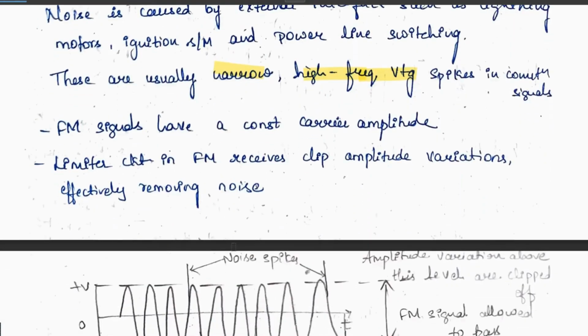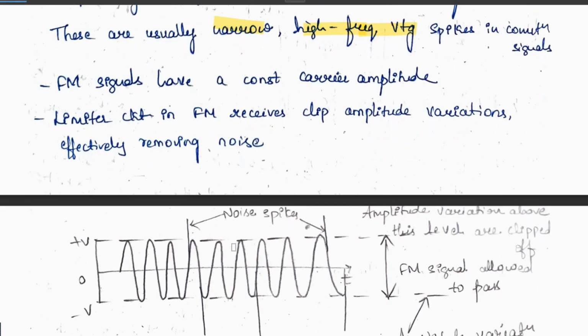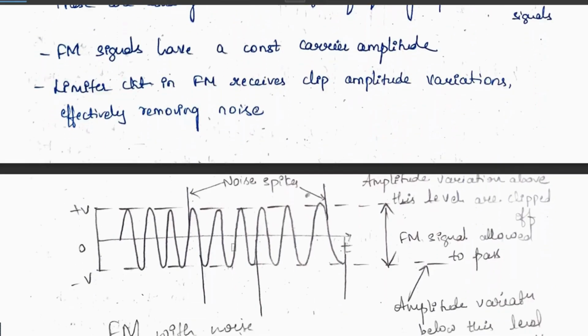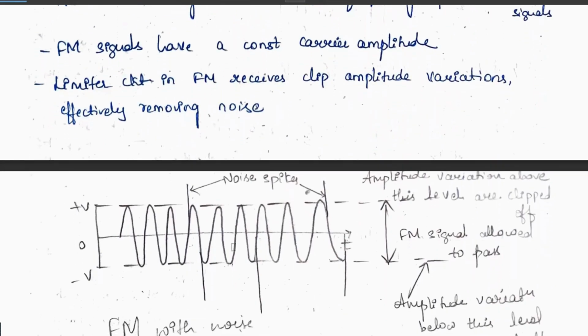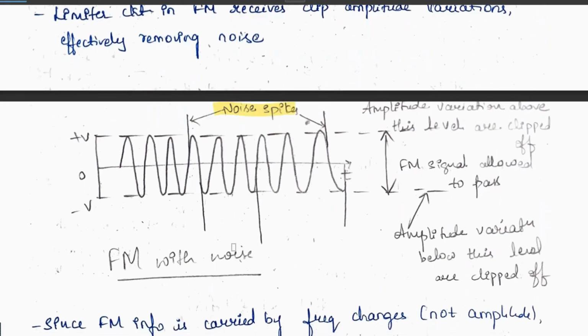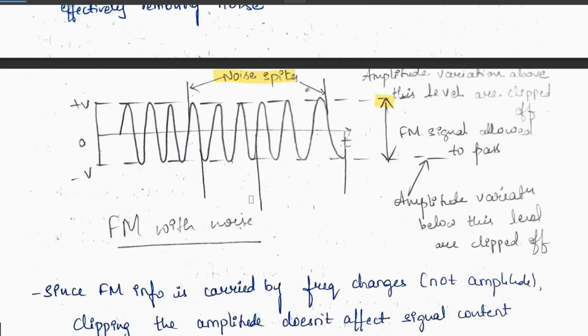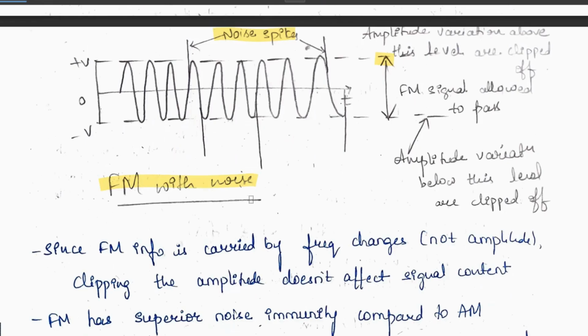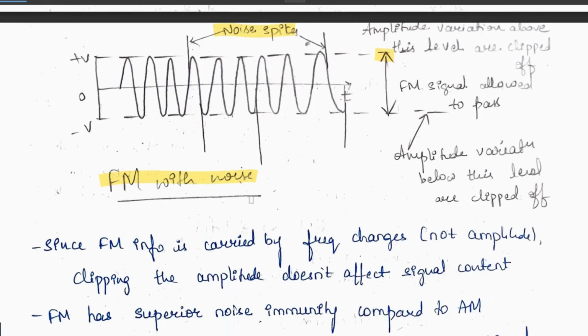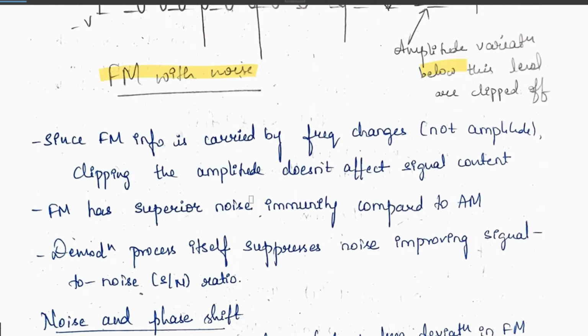FM signals have a constant carrier amplitude. The limiter circuit in the FM receiver clips the amplitude variation, effectively removing the noise. You can observe here the noise spikes are like this. The amplitude variation above this level is clipped off, and the FM signal is allowed to pass. This waveform denotes the FM with noise. And here also the amplitude variation above and below is clipped off, since the FM information is carried by the frequency changes, not the amplitude. Clipping the amplitude does not affect the signal content.